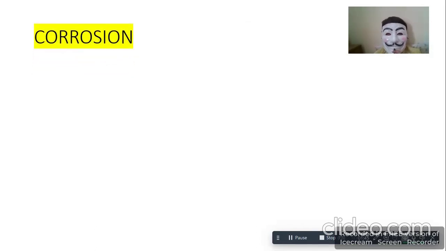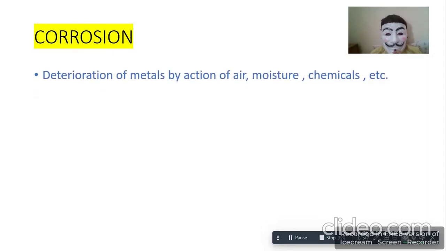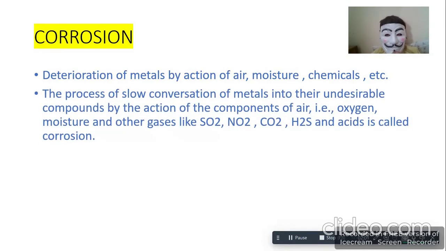Now, the second last topic, corrosion. The meaning of this would be deterioration of metals by action of air, moisture, chemicals, etc. Or the process of slow conversion of metals into their undesirable compounds by the action of components of air, oxygen, moisture, and other gases like SO2, NO2, CO2, H2S, and acid is known as corrosion. In a short way, you can just say deterioration of metals by action of air, moisture, chemicals, etc.